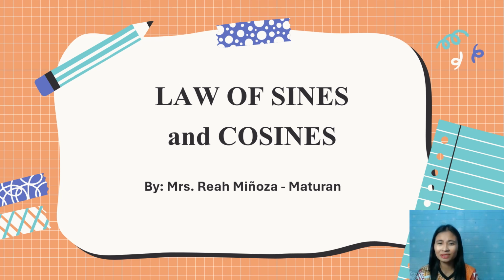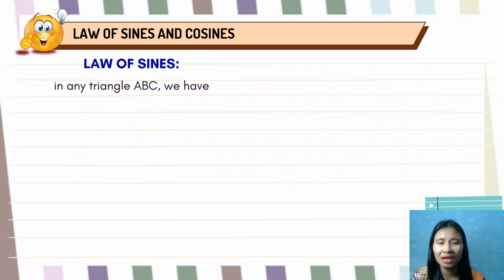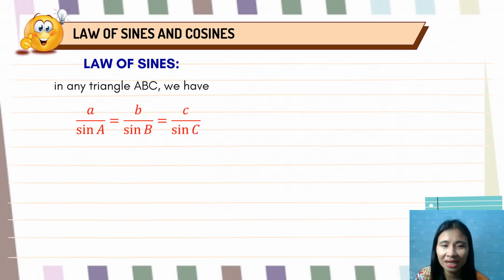This time we're going to discuss the law of sines and cosines. This is a topic in trigonometry. What are the law of sines and cosines? For the law of sines in any triangle ABC, we have a over sine A is equal to b over sine B is equal to c over sine C.